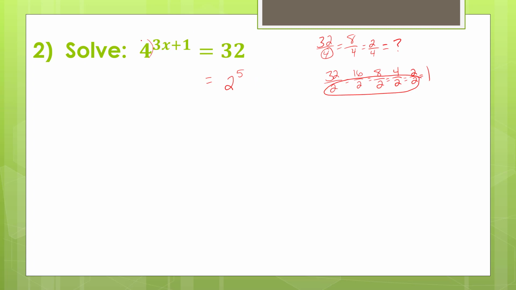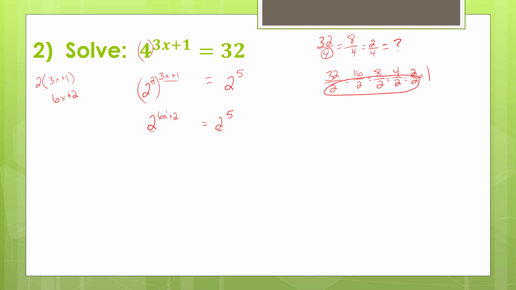Well, now we need to figure out how to make 4 have a base of 2. That's going to be 2 squared. Well, 2 squared is 4, and 4 was raised to the 3x plus 1, so we need to continue to raise it to the 3x plus 1. And now again, we have a power-to-power rule that needs to apply. So multiply the two powers. 2 times 3x is 6x. 2 times 1 is 2. So on the left side of the equation, we have 2 to the 6x plus 2 is equal to 2 to the 5th power. We have finally made the bases identical.